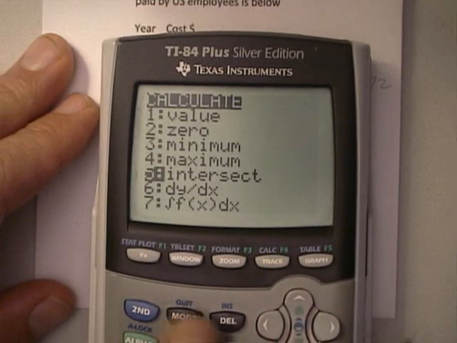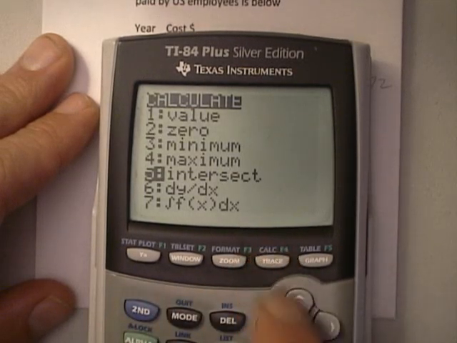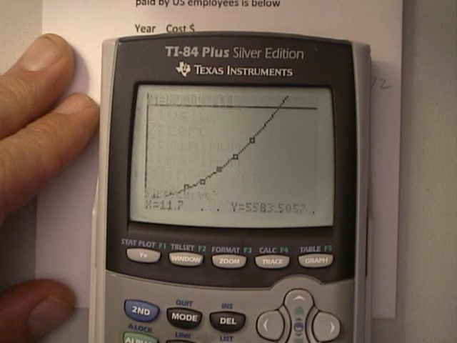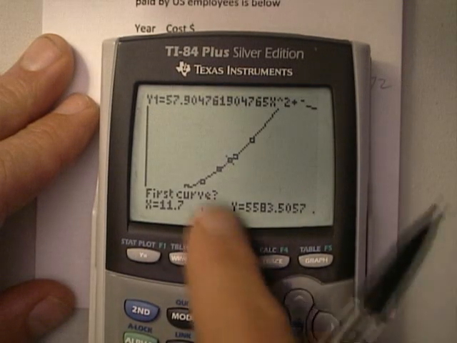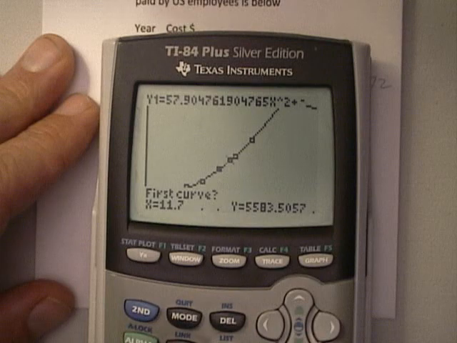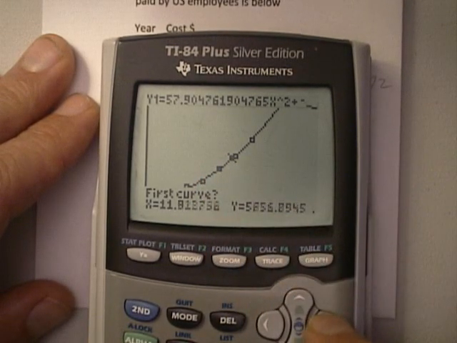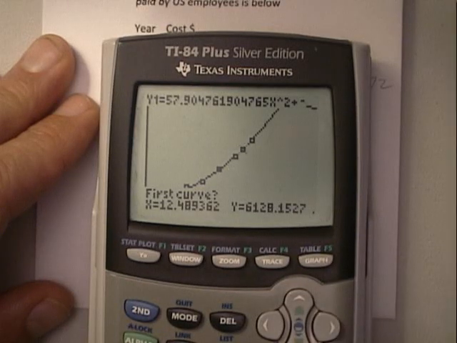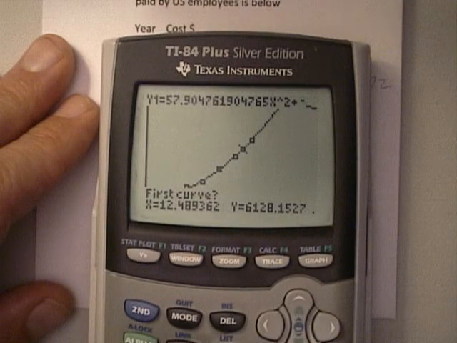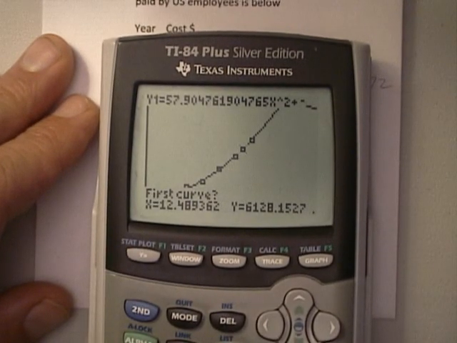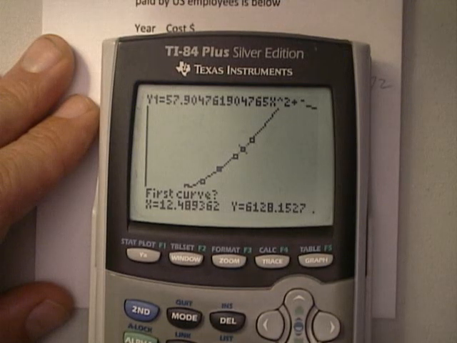It's called intersect. So I did second calc, and then I went down to intersect. And intersect asks you for three things. The first curve, the cursor's already on the first curve. You can see it blinking right there. This is really easy when you only have two curves. And remember, a straight line is actually a curve, so don't get confused. Curves aren't curves on the road. Okay? So when you have just two curves, this is really just an enter, enter, enter process.